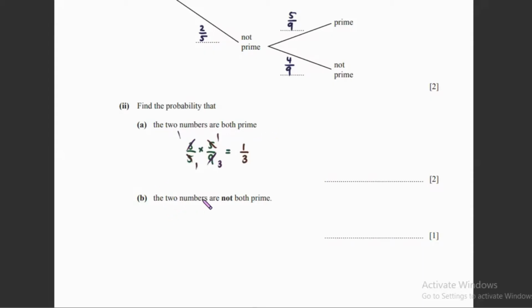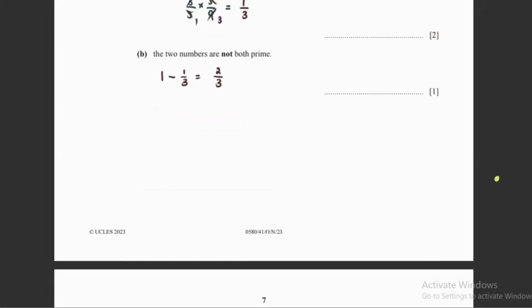The next one is the two numbers that are not both prime. So both prime is 1/3. Both the numbers are not prime means it's going to be the opposite of this. In that case, it's going to be 2/3. So from 1 whole, you need to deduct this 1/3 that we found in the previous step, which will give us that 2/3. Let's move on to the next question that we have.